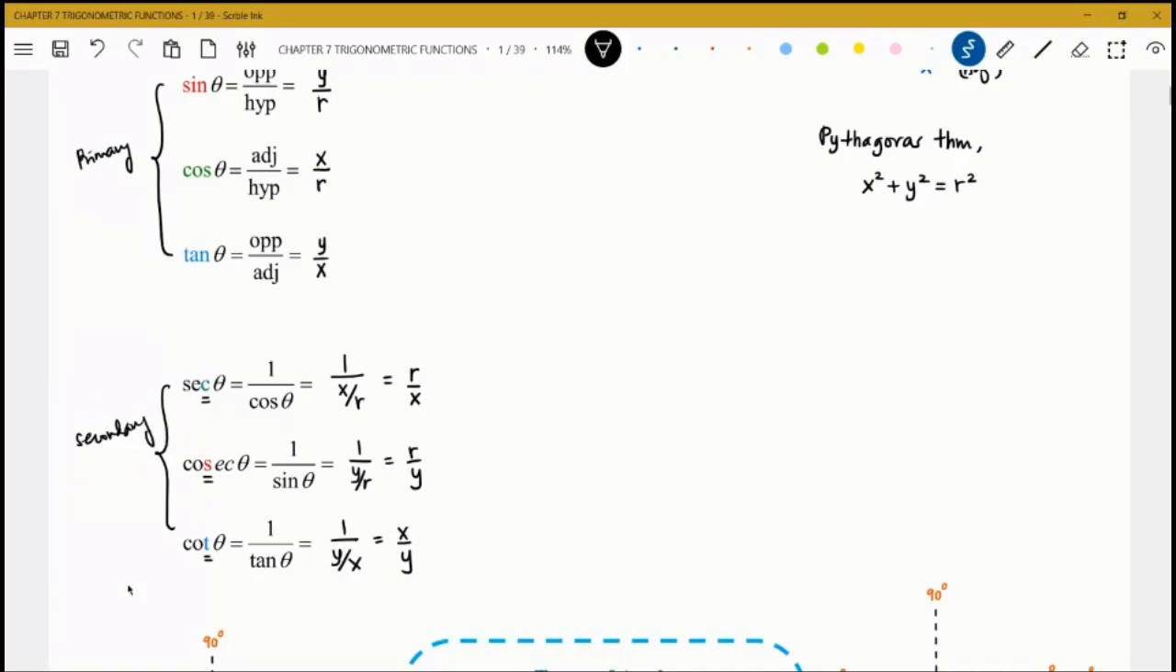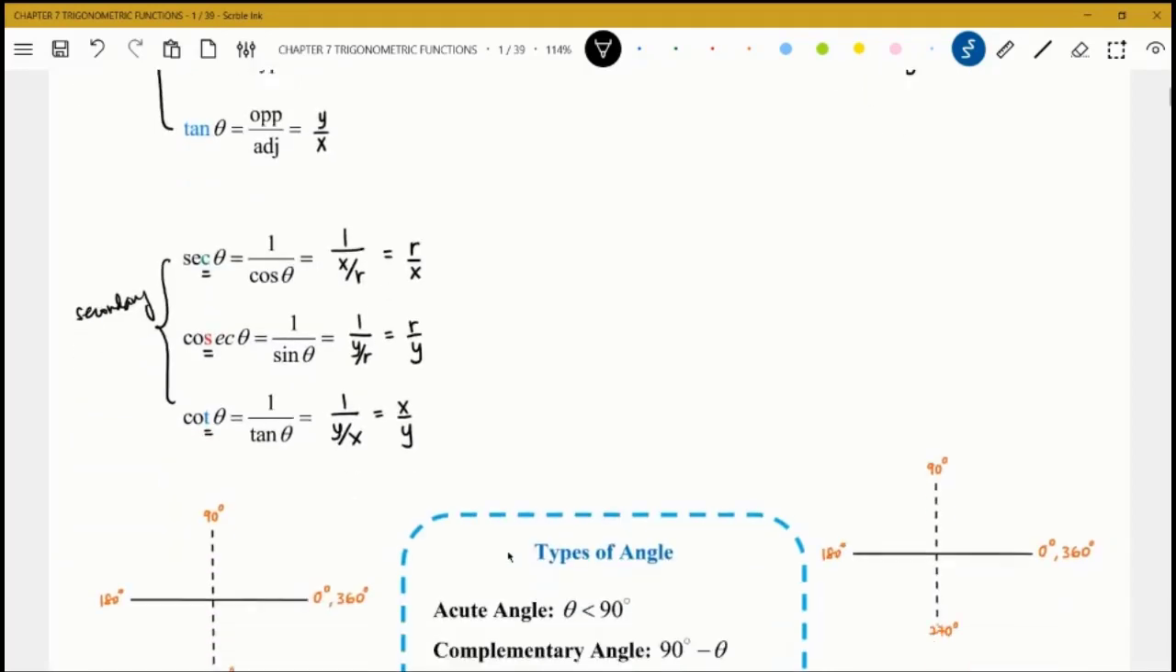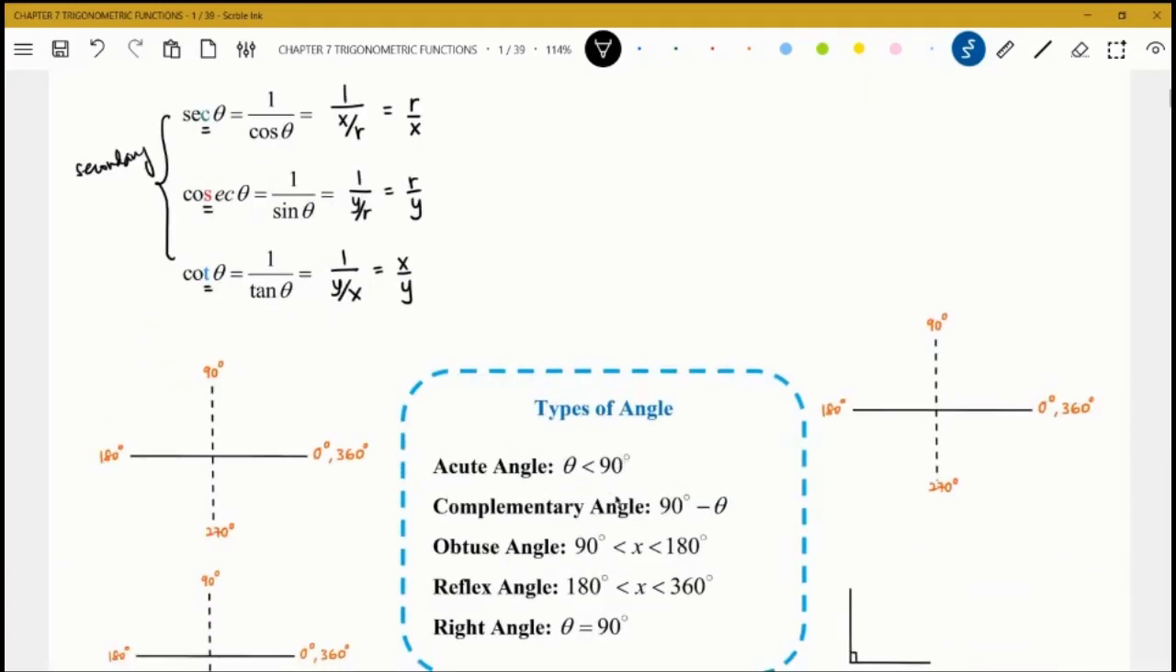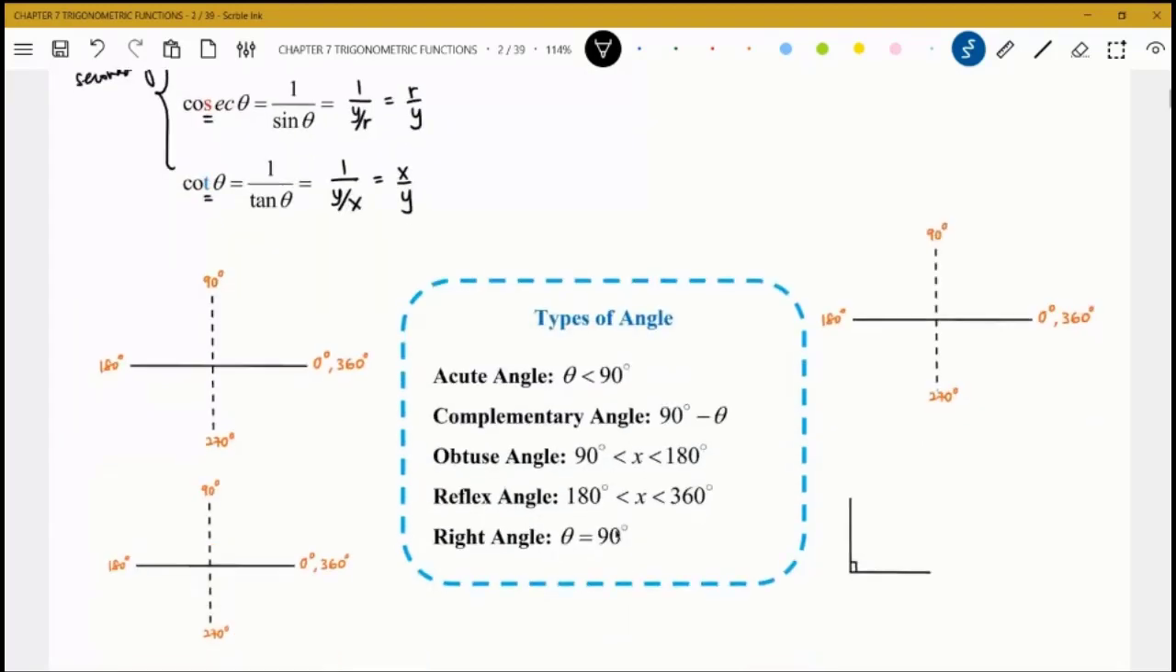Okay, and then the next one is types of angle. You should know the types of angle because somehow soalan dia tak bagi terus angle tu berapa. Dia akan bagi tahu nama dia. Okay, so you need to know the types of angle. We have about 5 types. So the first one adalah acute angle. So for acute angle I put here, which is less than 90 degree.